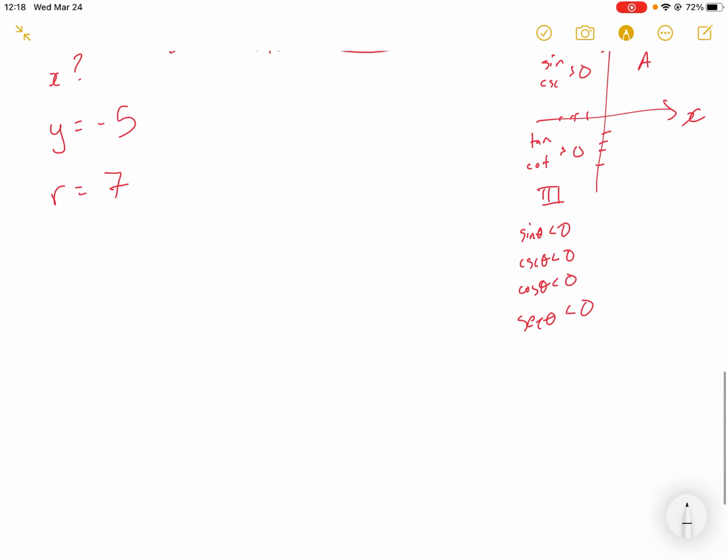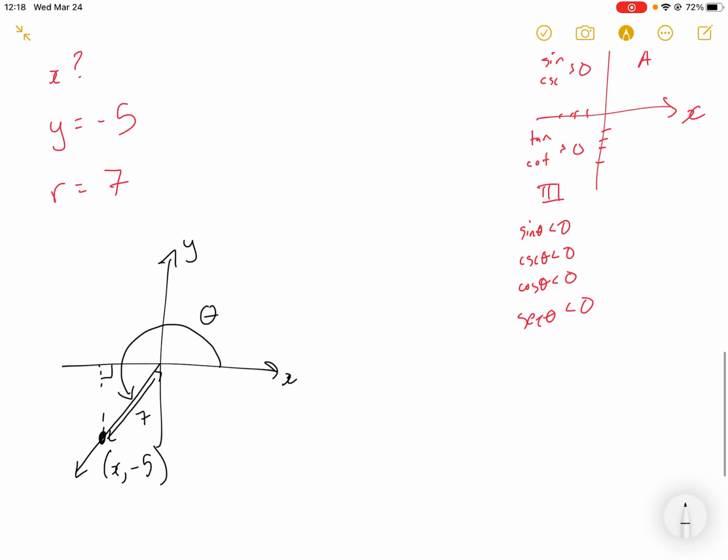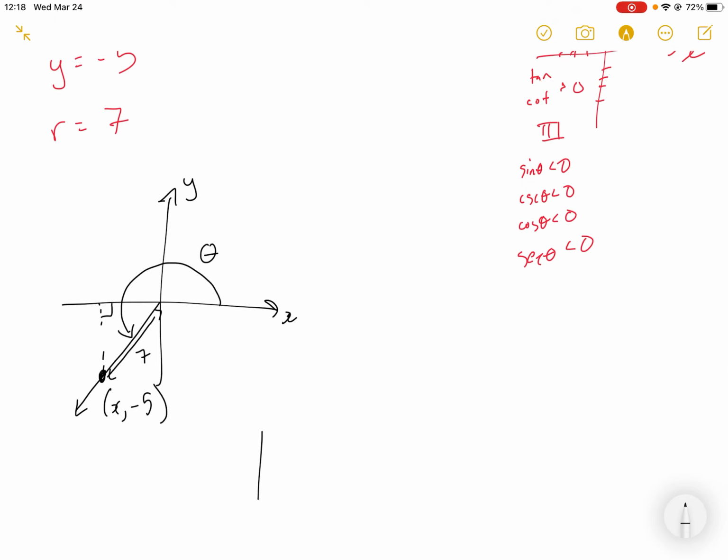Okay, now let's go ahead and draw our sketch, just like we did in the previous problem. I don't know exactly where theta is, but I know that it's in quadrant 3. I know that it goes through the point x, negative 5, and I also know that this distance here is 7. So if I draw a right triangle with the x-axis, then I know that this hypotenuse is 7, the y value is 5, so I'll just stick with 5 for now, although you could make it negative if you want. And I don't know what x is.